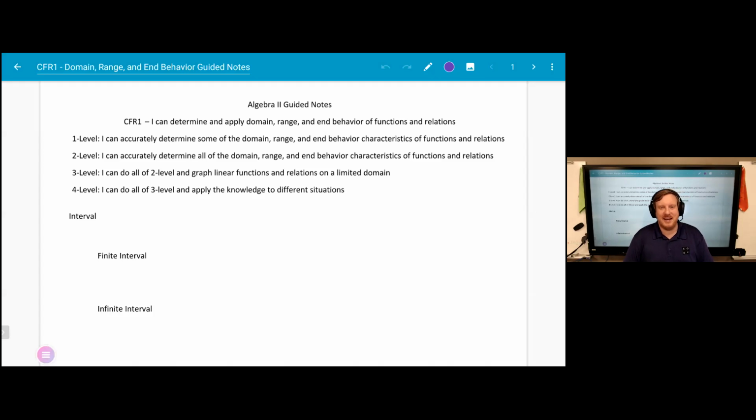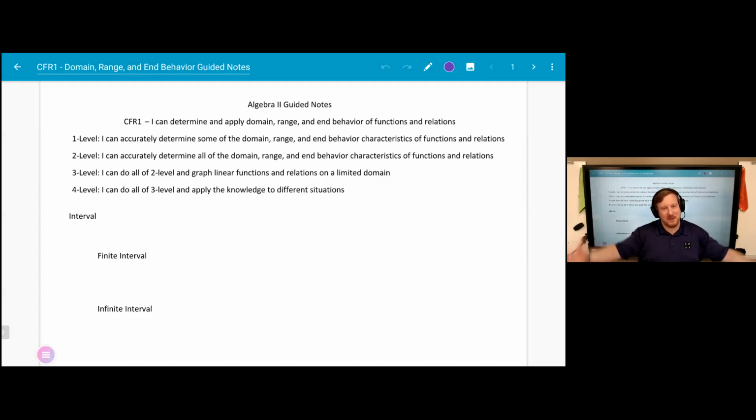We're on the next unit. It is characteristics of functions and relations. We're going to start with CFR. I know, not very great at naming, right? CFR1. I can determine and apply domain, range, and end behavior of functions and relations.